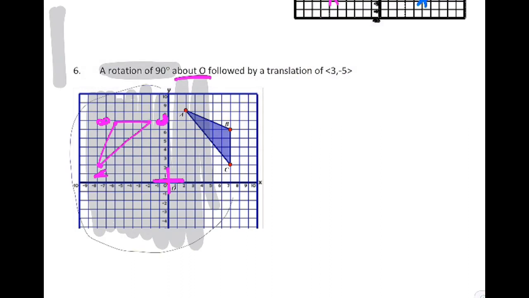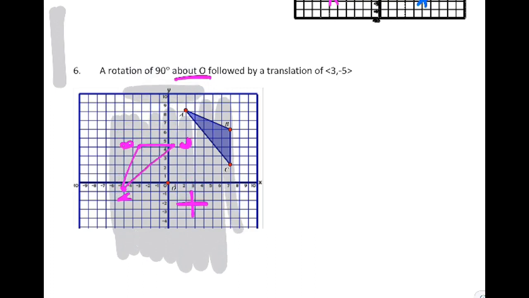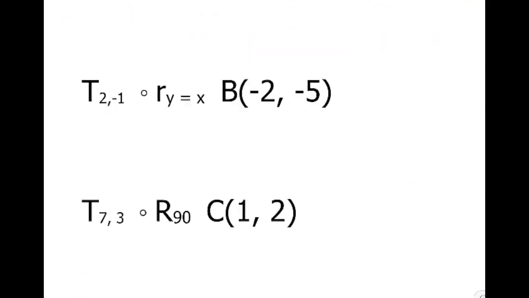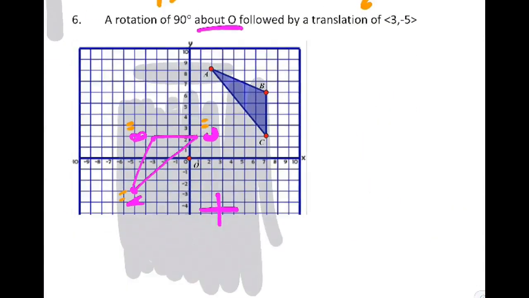So I'm going to take this triangle and now go over 1, 2, 3, and down 1, 2, 3, 4, 5. And that would be your double primes. First step, second step. Not to be confused with notation when you work backwards and it's first step, second step when it's written in mathematical function notation.